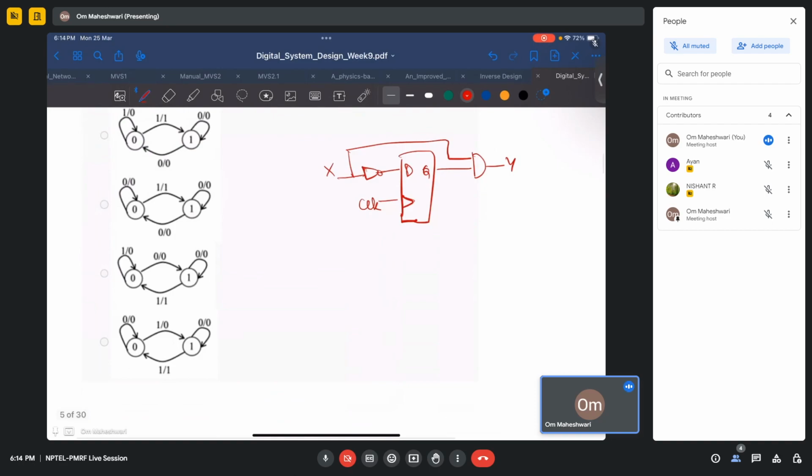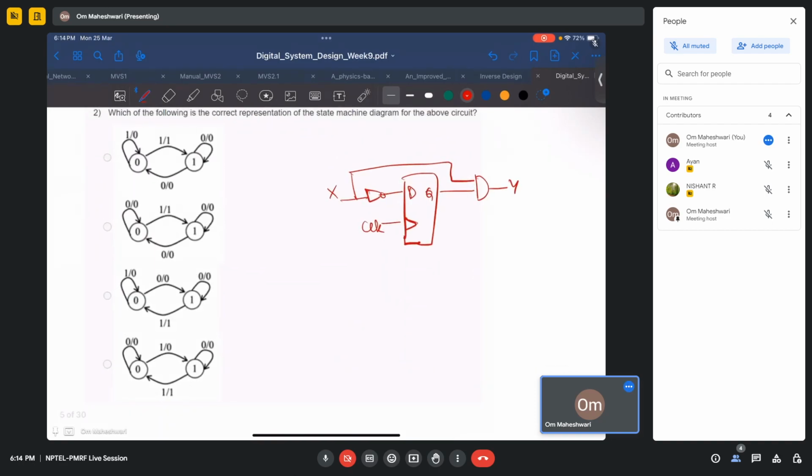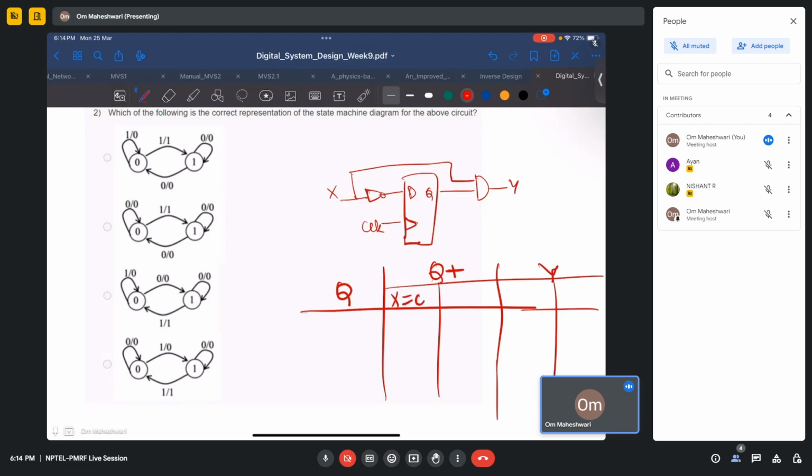For drawing a state diagram, let's say you have two states. Your present state is Q, your next state is Q plus, and your output is Y. Since it is a Mealy machine, it will depend on input X, when X equals 0 and when X equals 1. What will be the output and the next state? You have, let's say, two states 0 and 1. Now you have to fill the rest of the table according to the analysis of this circuit. So try this out. Once you are able to make this, we will come to the state diagram.